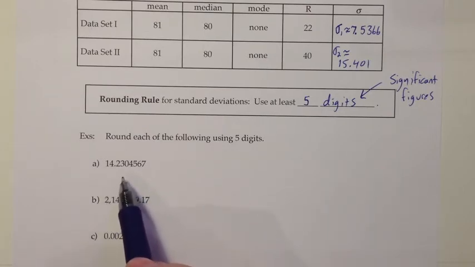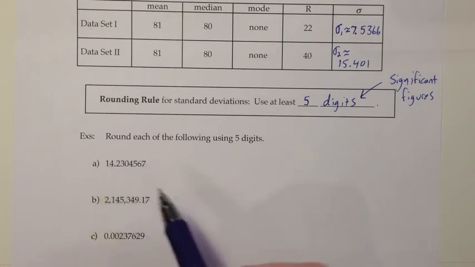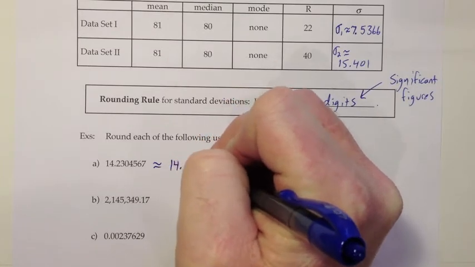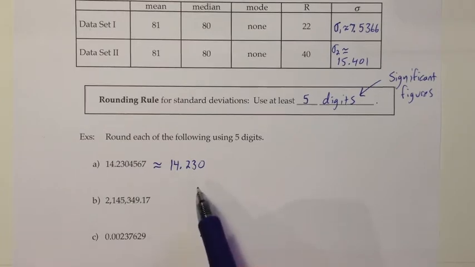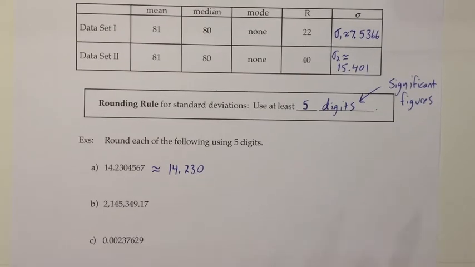This one's probably the easiest one. We want 5 digits altogether, so the 1, the 4, the 2, the 3, and the 0. So I'm going to write that this is approximately 14.230. Now, one of the things that's interesting about that is if I didn't write the 0, it'd still be the same number, but it would then only be written to 4 significant figures. And I want people to know that I really went out to the 5th one and it just happened to be a 0. If I leave that off, they don't know. Maybe it was 233 and I rounded it down. Maybe it was 228 and I rounded it up. So I want them to see, no, that was really a 0 in that spot.